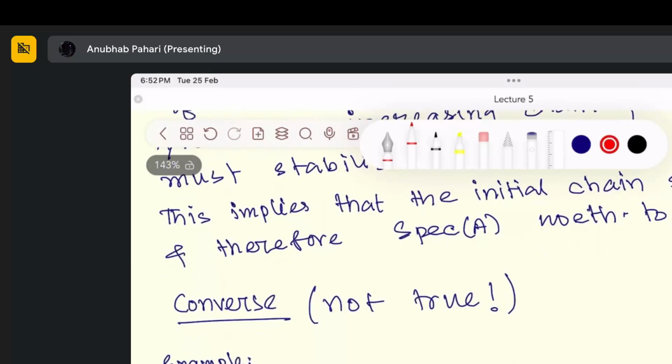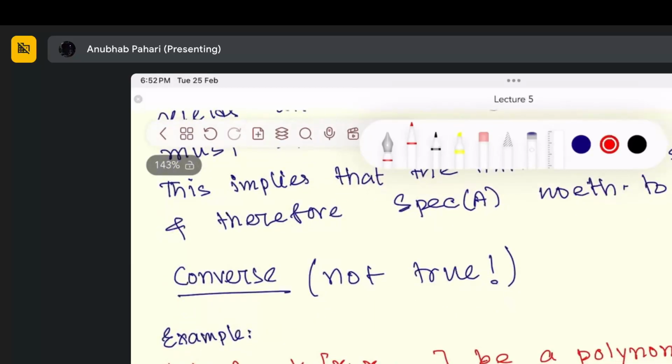Let the ideal I equal (x1, x2, ...) be the ideal generated by the squares of all the variables.